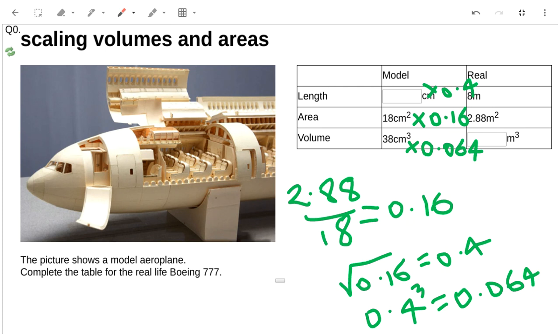So just doing the length now, I could do 8 divided by 0.4. That gives me 20. And 38 times 0.064. And that gives me 2.432 in there.